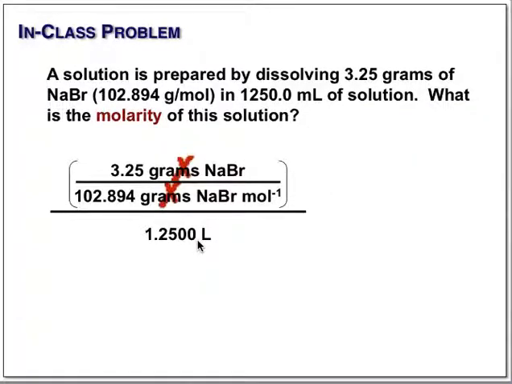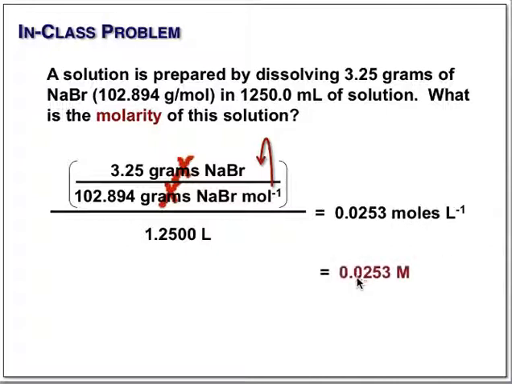our grams will cancel. Per mole in our denominator here will come up, and we'll be left with 0.0253 moles per liter. This is the same as 0.0253 molar, uppercase M for molar.